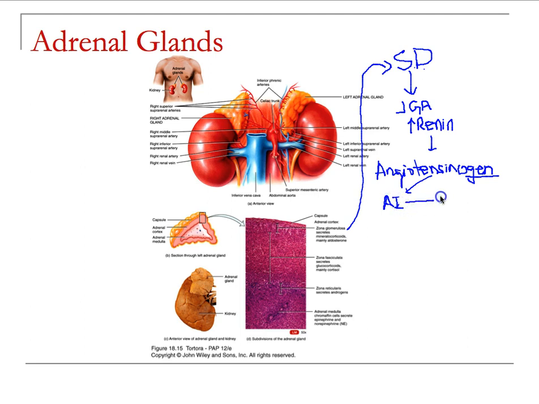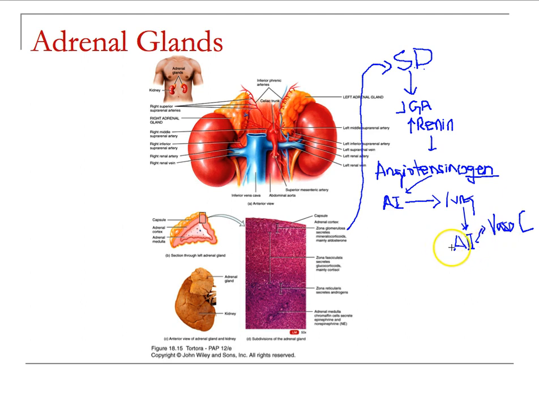A1 travels to your lungs, where inside of your lungs it is converted into A2. A2, which is angiotensin 2, is a potent vasoconstrictor. The significance here: remember, we started off with severe dehydration, which means you have a lot less fluid inside your body. By vasoconstricting all the blood vessels inside of your body, you now can maintain blood pressure.